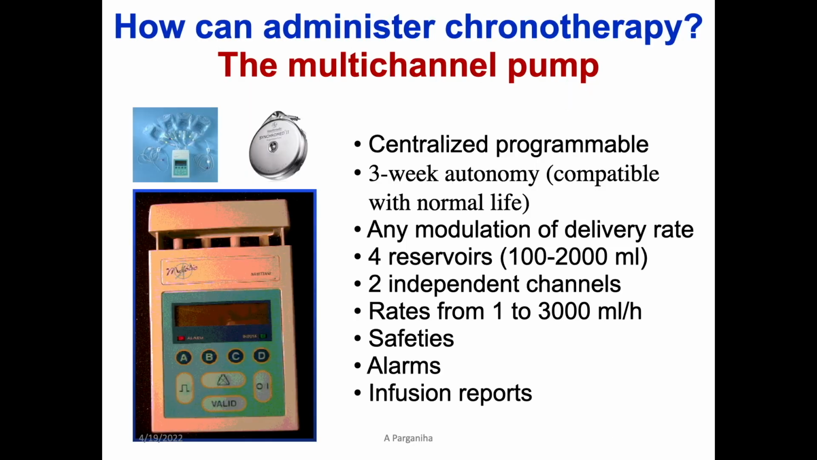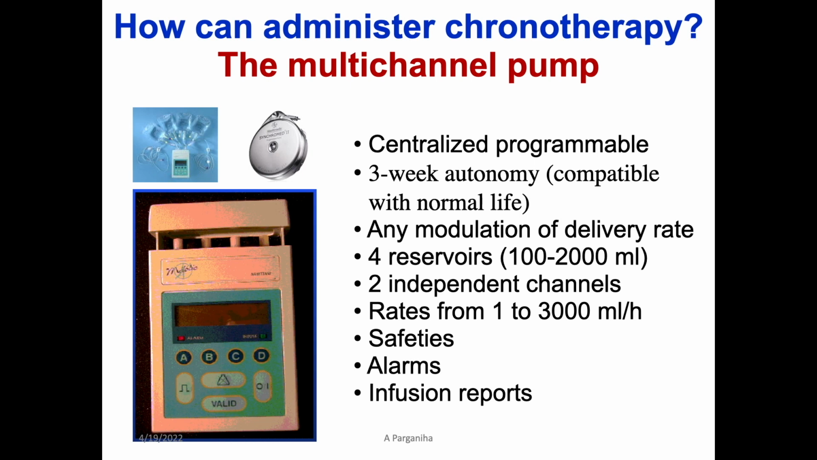So the question arises, how can the drug be delivered in a rhythmic way? Now multi-channel pumps are available to deliver the drug in a rhythmic fashion, and these multi-channel pumps are centralized and programmable. They have a 3-week autonomy. It means after the programming, the drug can be delivered for 3 weeks. Any modulation of delivery rate is possible.